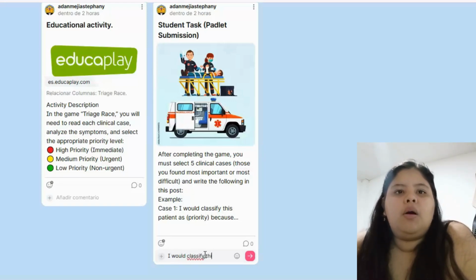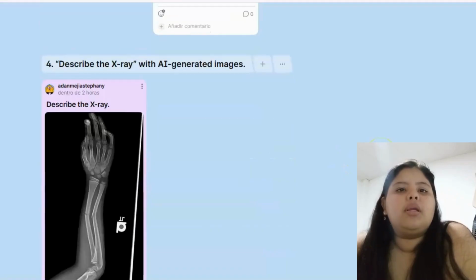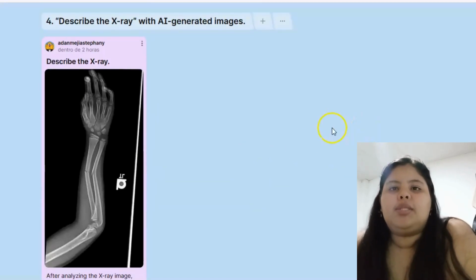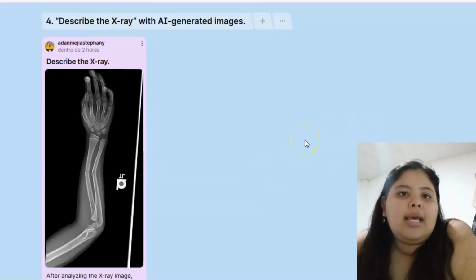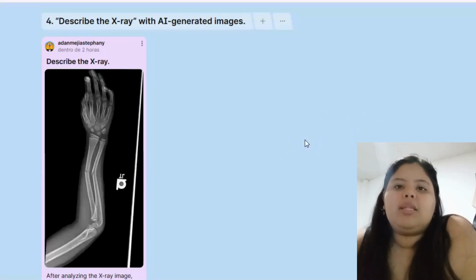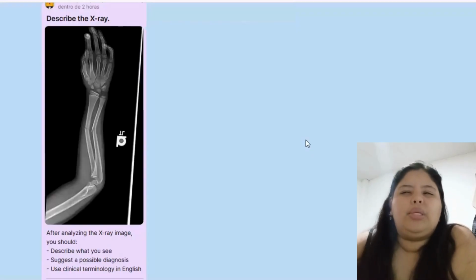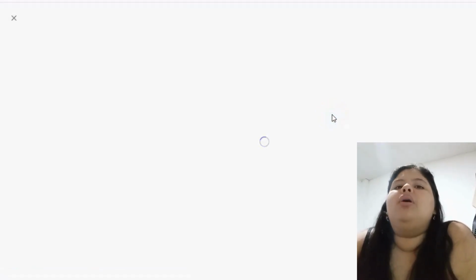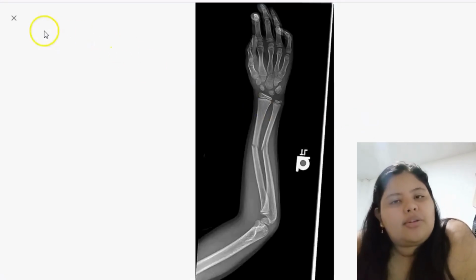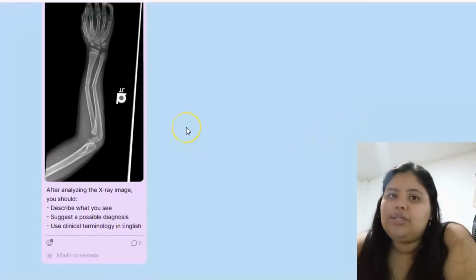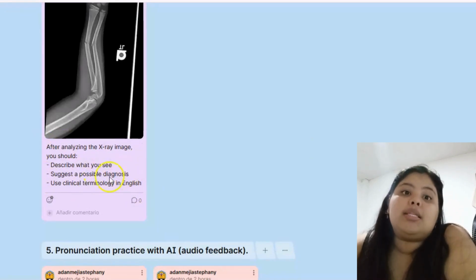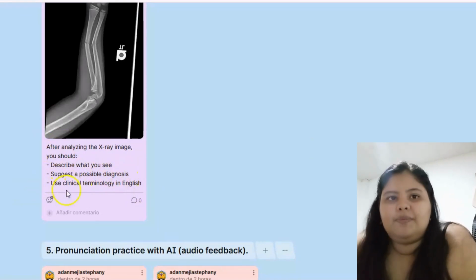Okay, now we move on to phase 4, where the students will describe what they saw in the MRI generated by the AI. After this, the student will write down what they saw and provide a possible diagnosis using clinical terms in English. Through this activity, the student will learn to describe what they see using clinical vocabulary.